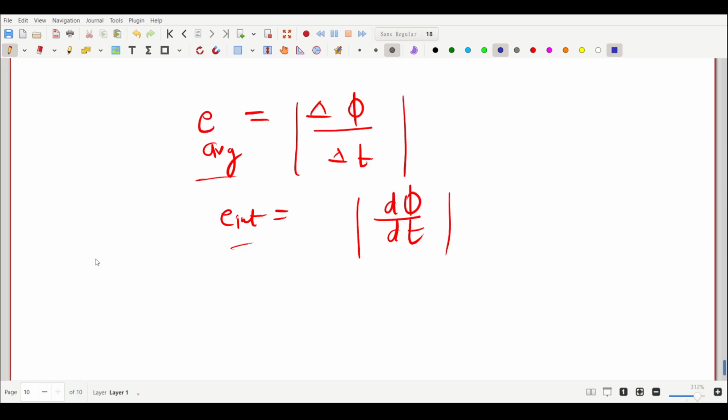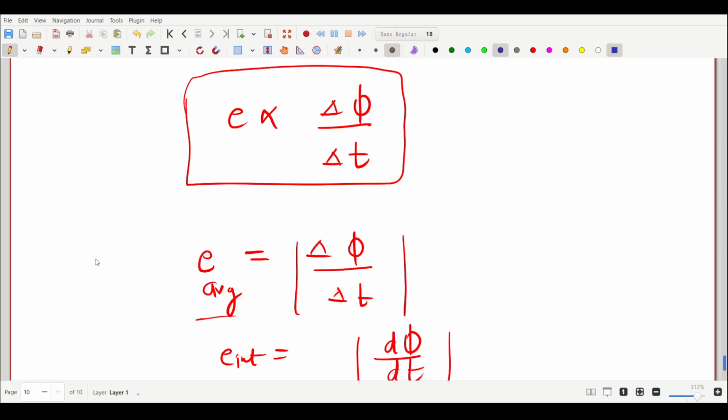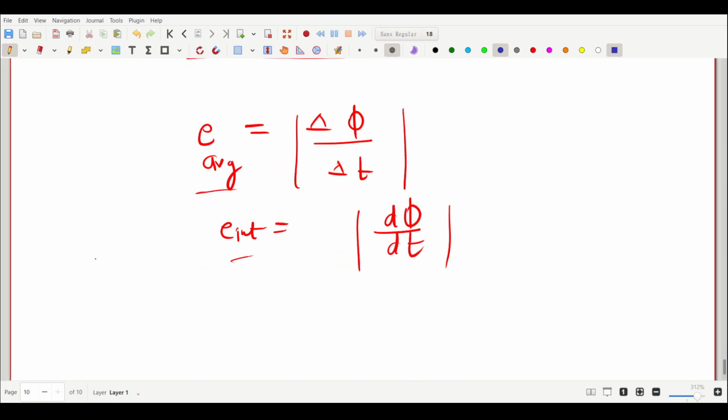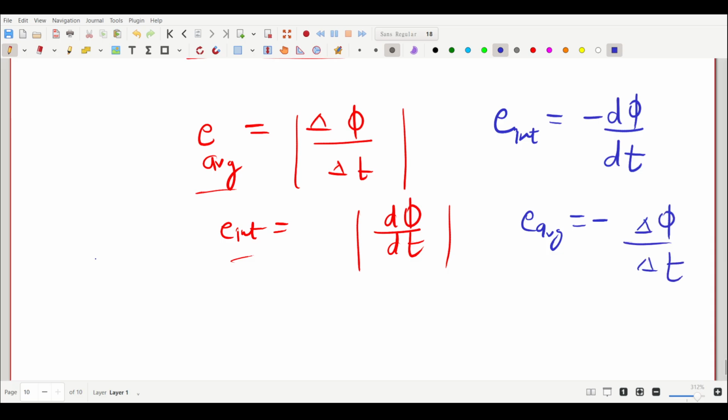EMF is potential only, and this is why I don't show any kind of sign, positive or negative, but in reality the formula is E instantaneous equals negative d phi over dt, or E average equals negative delta phi over delta t. There is a great significance of the negative sign. Keep that with yourself, or you already know about it.